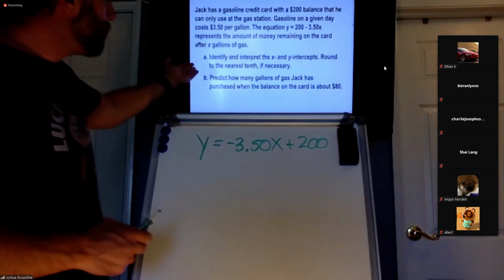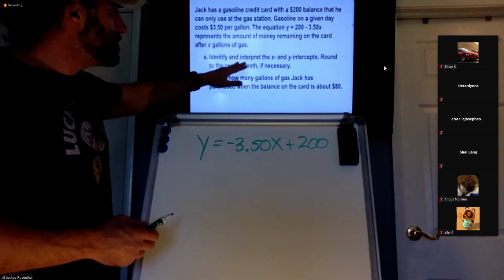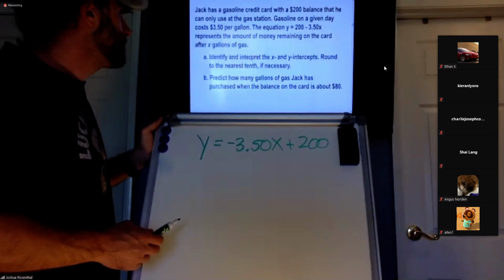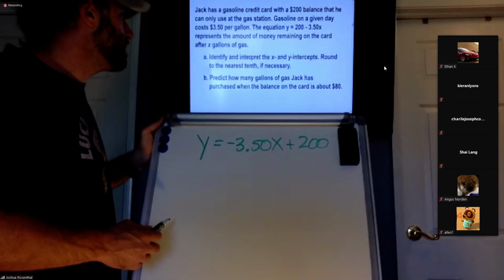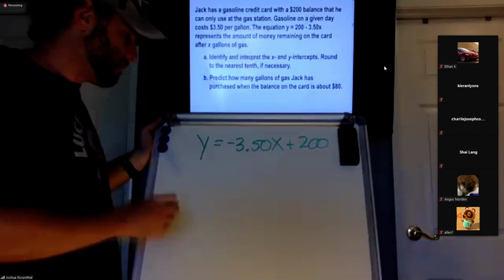So then the problem that you'll be faced with on the test is these A and B here. Identify and interpret the X and Y intercepts. Round to the nearest tenth if necessary. So I need to find the X-intercept and the Y-intercept. How did we do that?